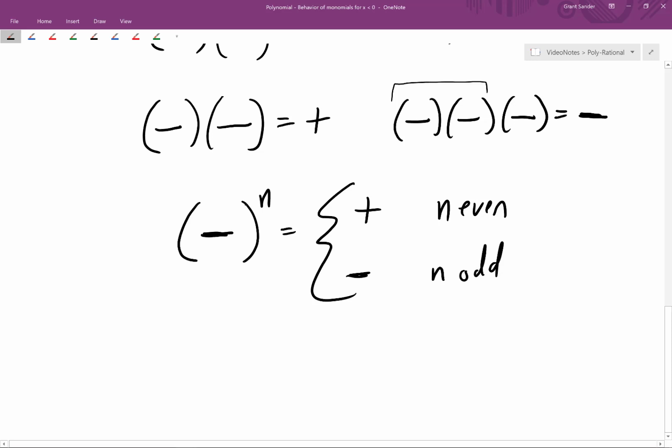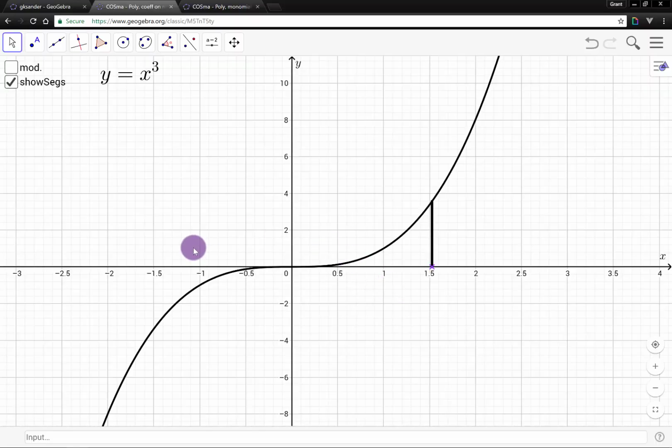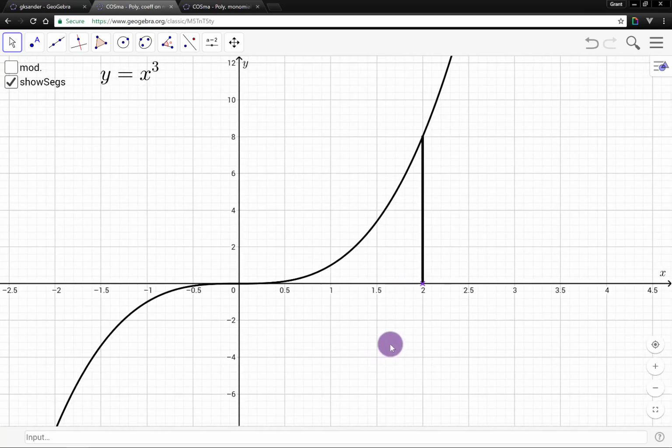So with negative numbers, some trickier things happen. We have to be attentive to whether n is even or n is odd. Let's look at the monomial expression x cubed. In this applet, I have the graph of y equals x cubed, and I can vary the value of x, and this black line segment represents the corresponding value of x cubed, which is equal to y. So when x equals 2, then y will be equal to 8, because 2 cubed is equal to 2 times 2 times 2, which equals 8.